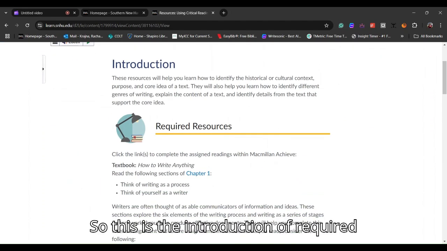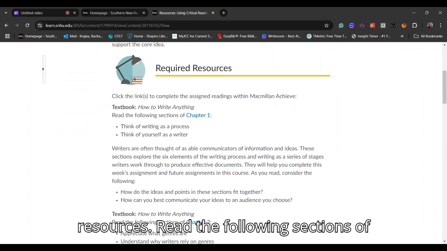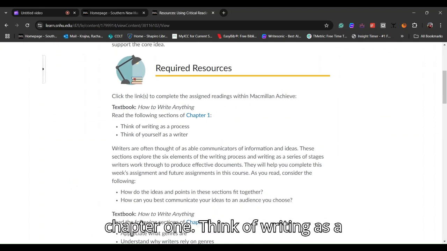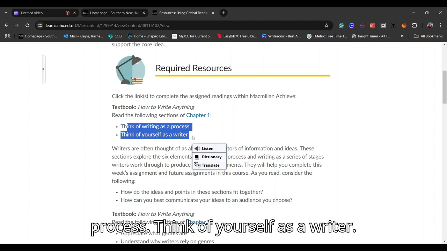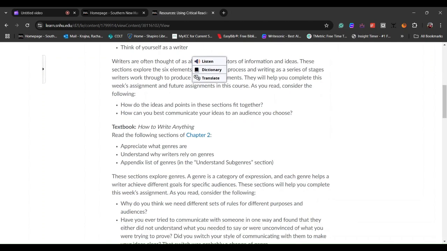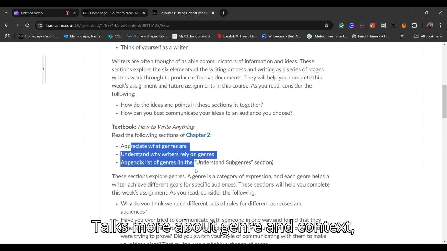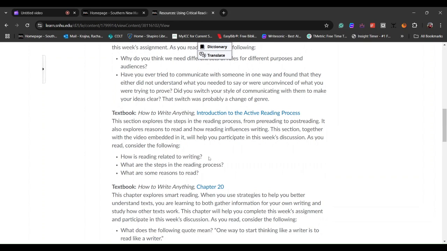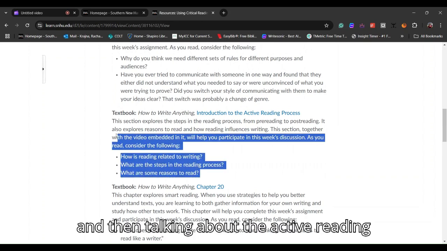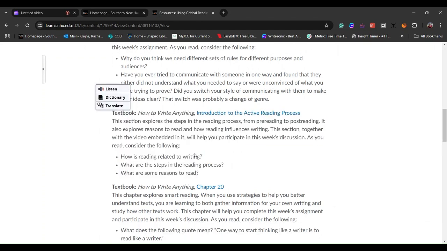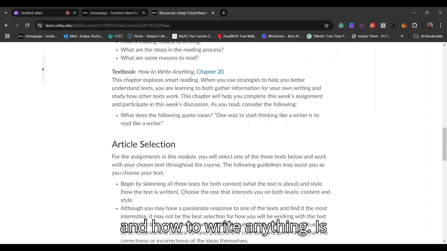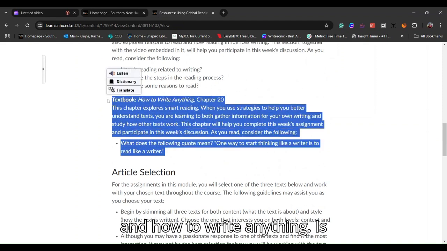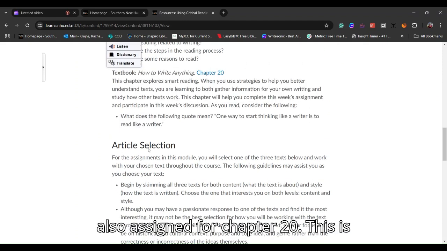So this is the introduction of required resources. Read the following sections of Chapter 1. Think of writing as a process. Think of yourself as a writer. How to write anything. Talks more about genre and context. And then talking about the active reading process. And how to write anything is also assigned for Chapter 20.